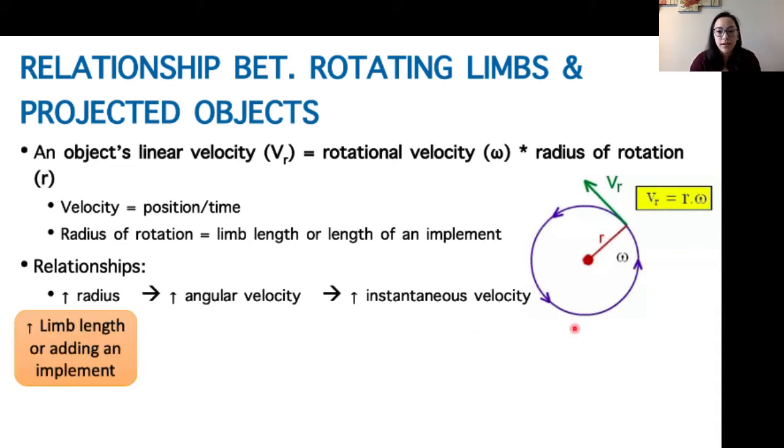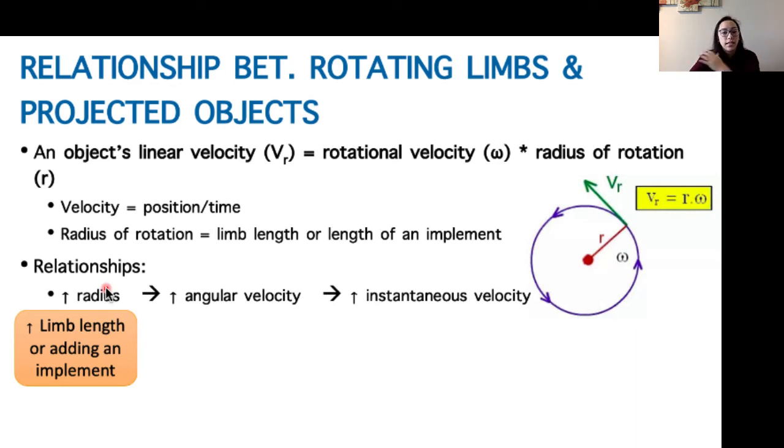So we often associate the radius of rotation with a limb, or sometimes we might add an implement like a bat or a club or a racket, right? So generally speaking, with your limbs, if we wanted to maximize our object linear velocity, or if we're translating movement of our arm into an object, we know that we can maximize that by keeping our arm straight, right? Or maximizing the radius of rotation.